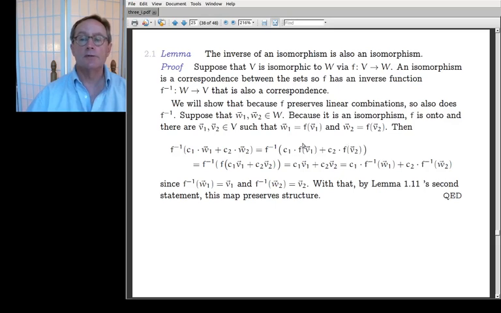F is an isomorphism, so it preserves linear combinations. Here we go. I rewrote C1 F of V1 plus C2 F of V2 as F of C1 V1 plus C2 V2. F and F inverse cancel each other. I got C1 V1 plus C2 V2, and I rewrote V1 as F inverse of W. So this is just some algebraic manipulation, one step to the other. Not trivial, but it is stuff that we've done before, not all that long ago, in all the recent classes in fact. So I'm going to pass over it a little bit.